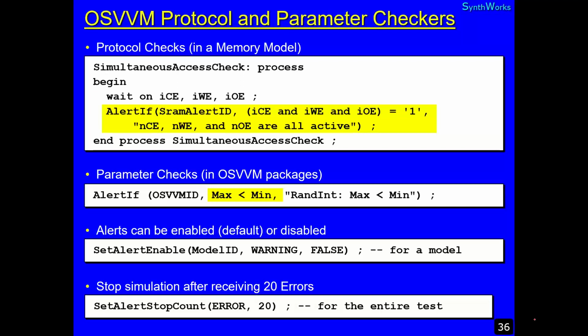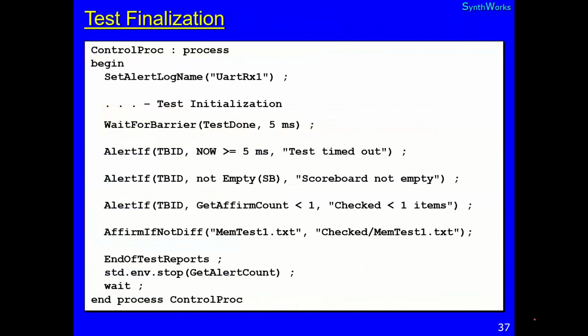We can also stop a simulation. Generally, if you just get an error level operation or alert, we don't stop. We continue going. But this one says stop after getting 20 errors. We also have a failure level that will cause the simulation to stop immediately. Then a warning level that doesn't stop either.